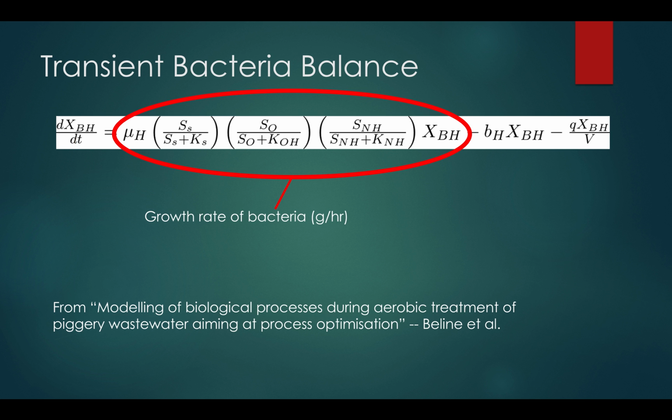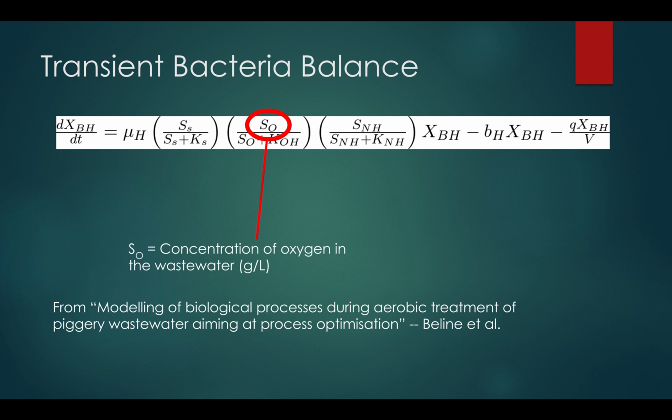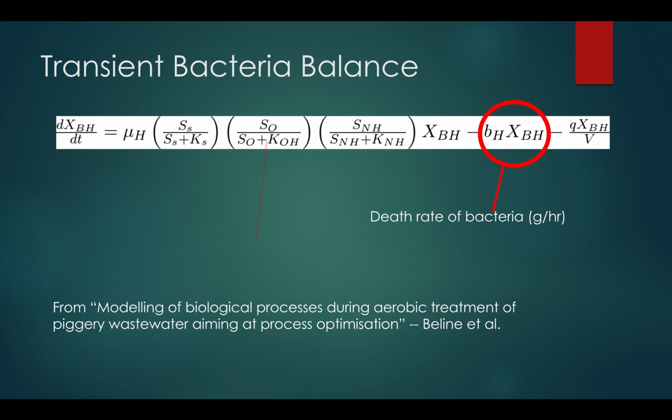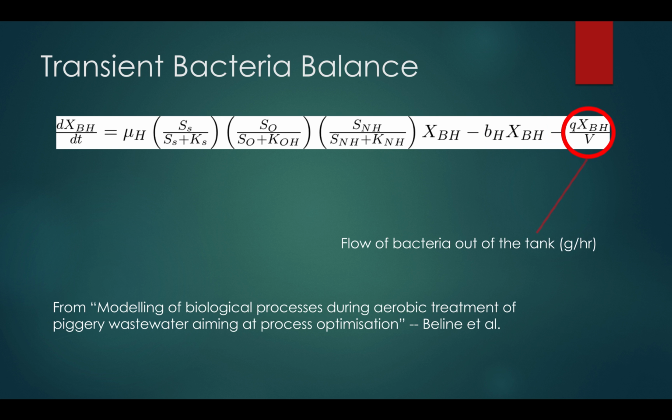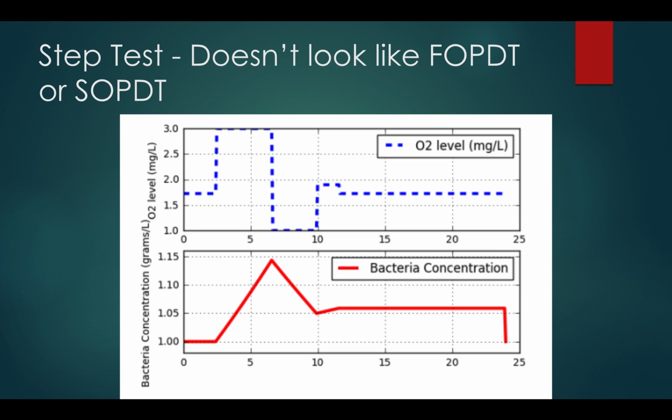This first term here is the growth rate of bacteria in grams per hour. The most important term of the growth rate is going to be the concentration of oxygen in the wastewater, and that's what we'll be changing and using to manipulate the growth rate of the bacteria so we can have the correct set points. Then we also have the death rate of bacteria. This is just a constant for this simplified model that says how much bacteria will die in a given amount of time. And then finally we have the flow rate of bacteria out of the tank given by the flow rate disturbance.